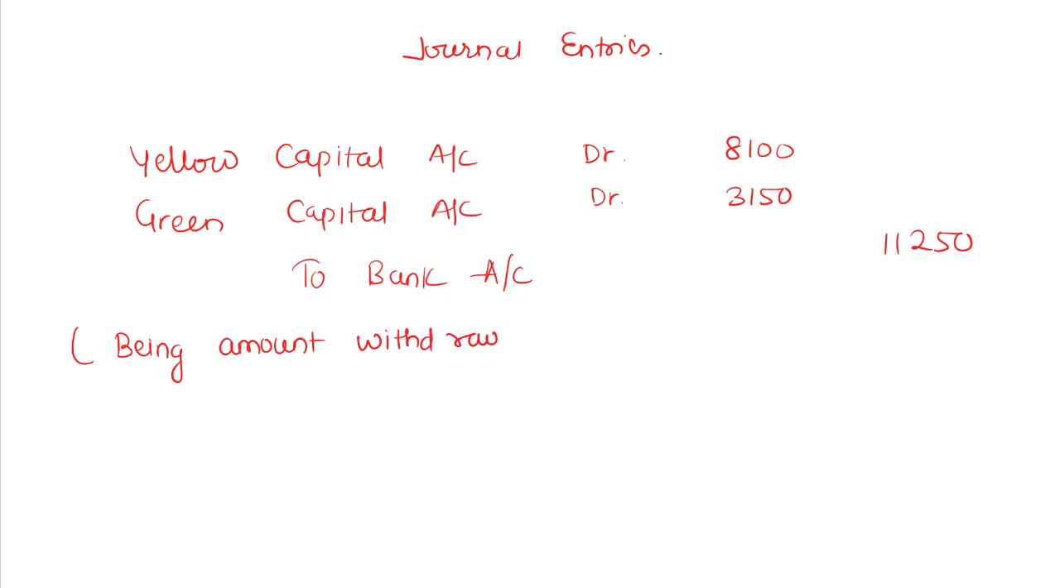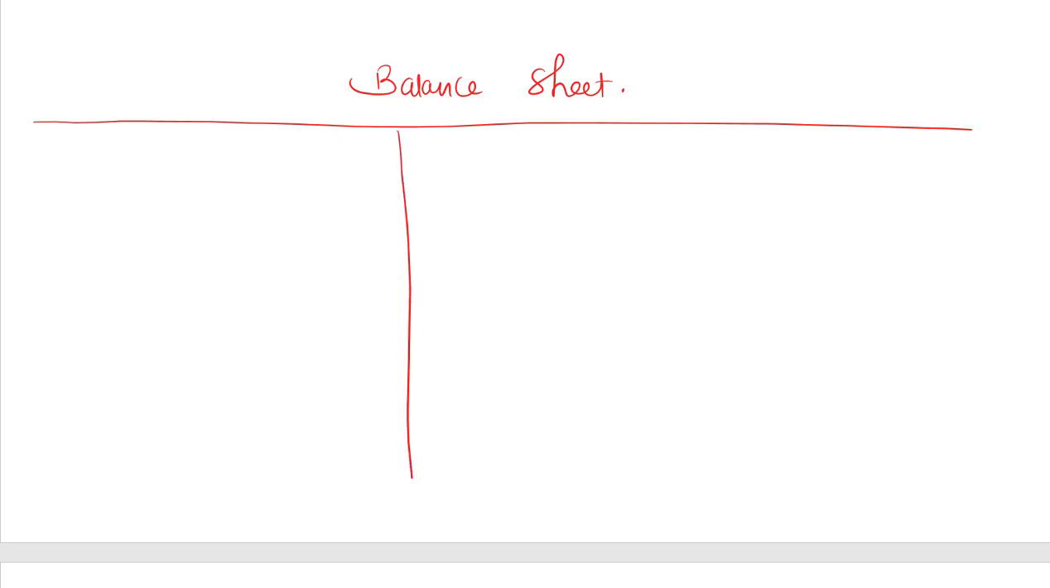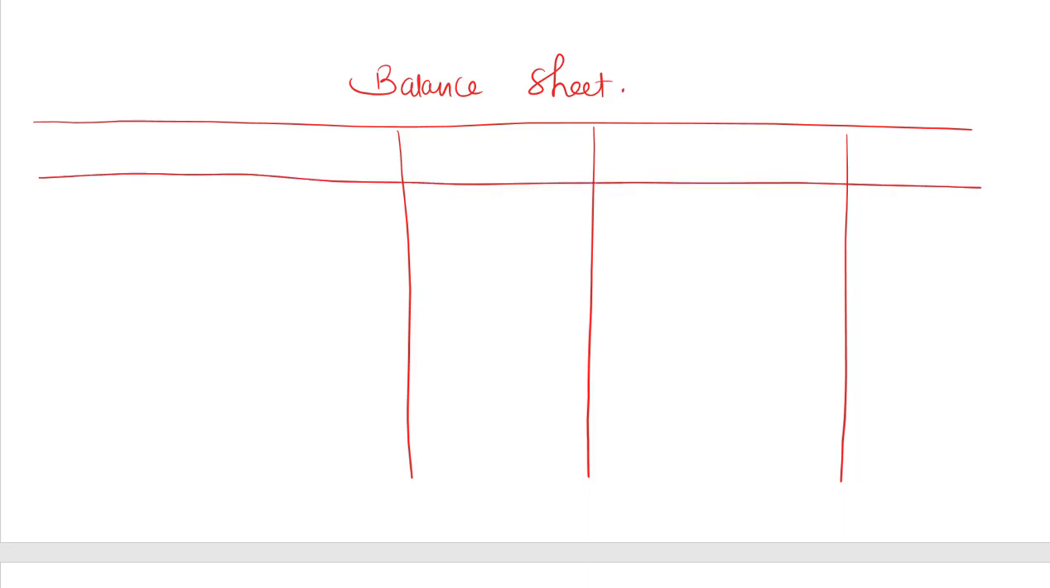Being amount withdrawn by Yellow and Green in respect of goodwill credited to them. Let us make a new balance sheet. Asset side and liabilities side.